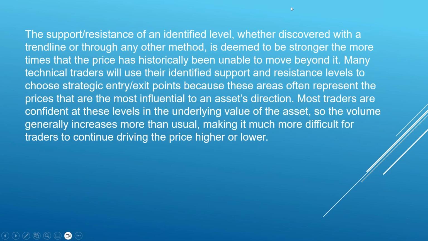So let's move on. The support and resistance of an identified level, whether discovered with the trend line or through any other method, is deemed to be stronger the more times the price has historically been unable to move beyond this support or resistance. So many technical traders will use their identified support and resistance levels to choose strategic entry and exit points, because these areas often represent the prices that are the most influential to an asset's direction. So most traders are confident at these levels in the underlying value of the asset, so the volume generally increases more than usual, making it much more difficult for traders to continue driving the price higher or lower.